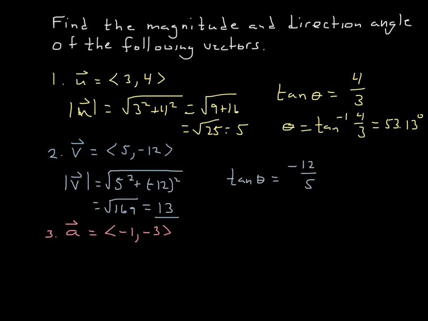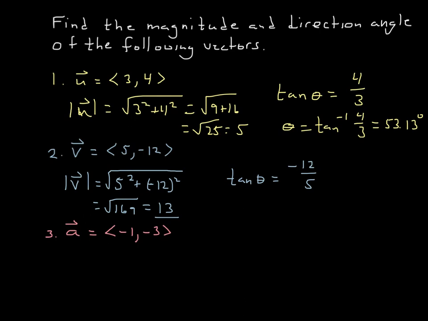Welcome back. When you did this problem for vector v and found the magnitude, you should have got that the magnitude was 13. The magnitude of v is going to be the square root of 5 squared plus negative 12 squared. Remember to put that into parentheses, especially if you put it in your calculator. When you do 5 squared plus negative 12 squared, it's going to come out to be the square root of 169, which does equal 13.